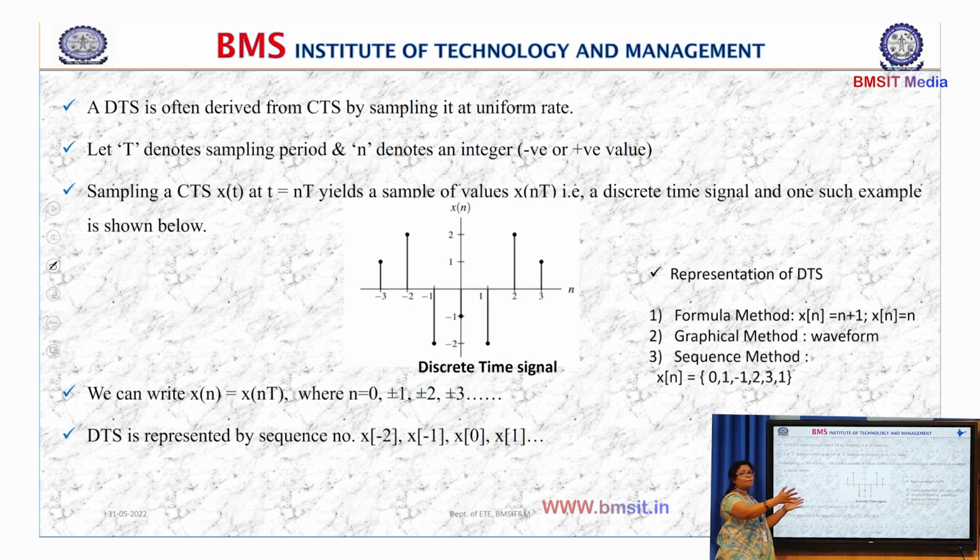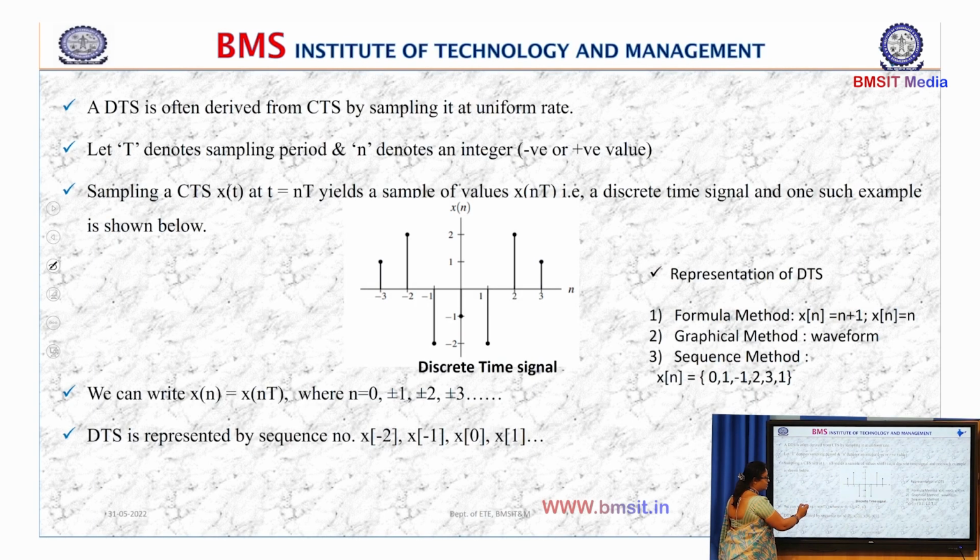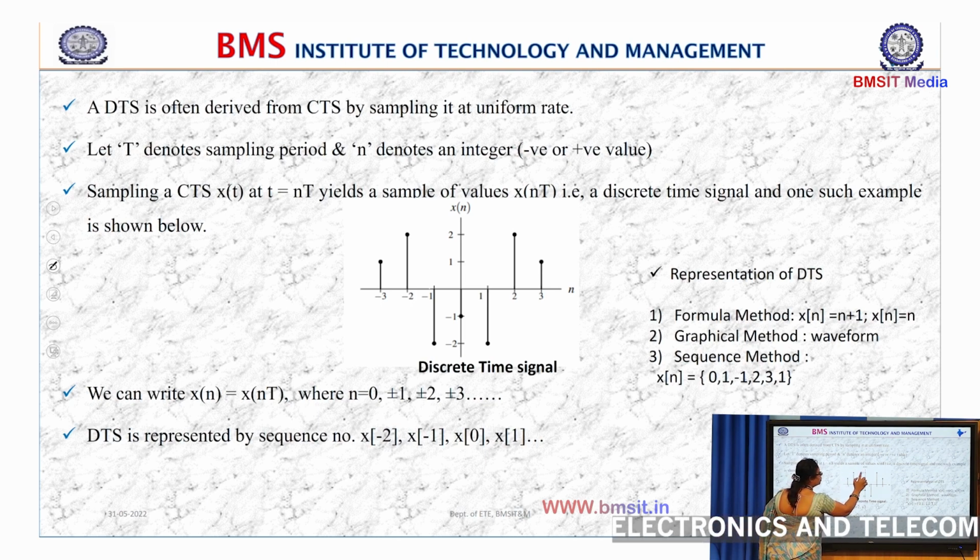This will yield sample values. When we cut the previous signal into pieces at equal intervals of time, we will get samples like this. Each one is a sample, and this is represented by x of n. Generally x of nT can also be written as x of n, where n is equal to 0, plus or minus 1, plus or minus 2, plus or minus 3. What does this imply? At 0, I have a signal of amplitude minus 1. At minus 1, I have a signal of amplitude minus 2. At minus 2, one signal of amplitude 2.